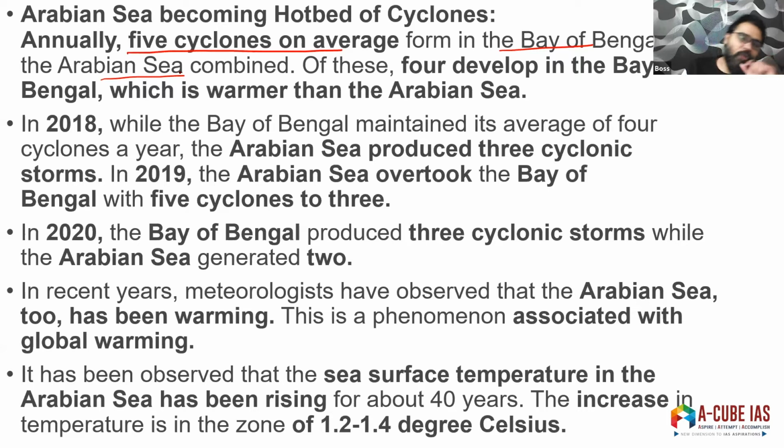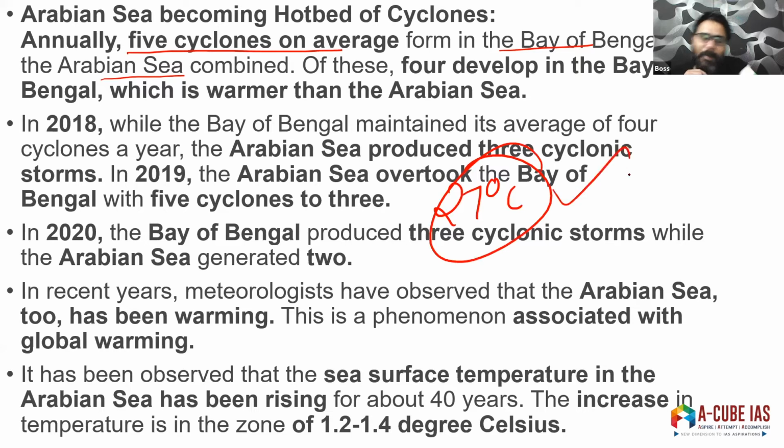Now, it has also been said that the Bay of Bengal is comparatively warmer. One of the most important requisites for a cyclone to be formed is a temperature of over 27 degrees Celsius. Apart from the low atmospheric pressure zone, there is one very important requisite: the temperature of the water body has to be 27 degrees Celsius.